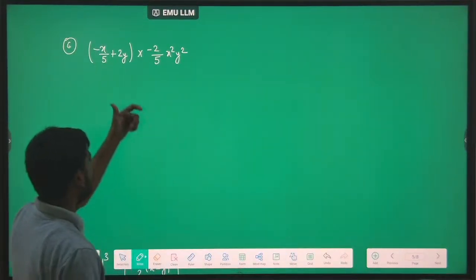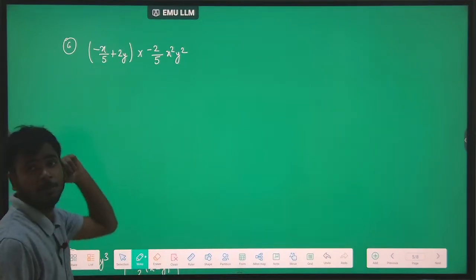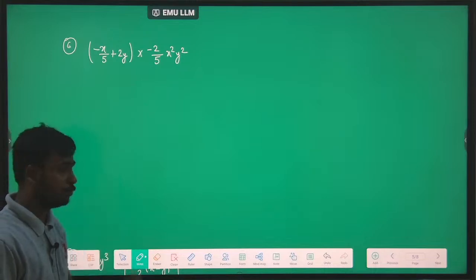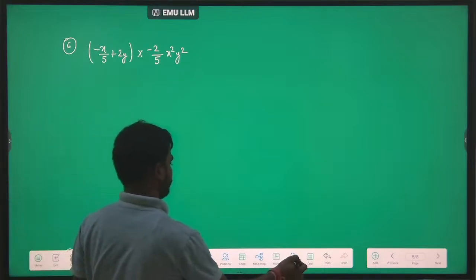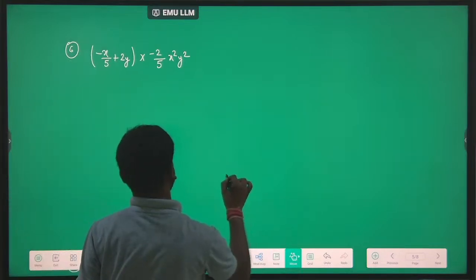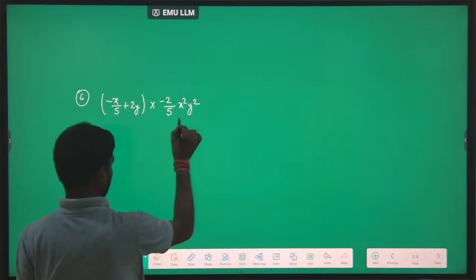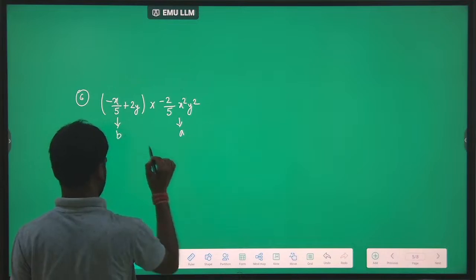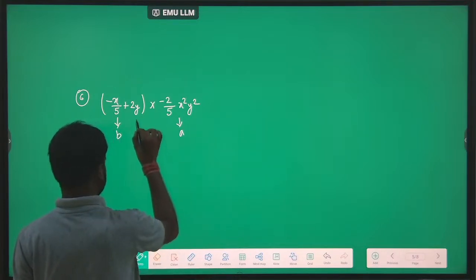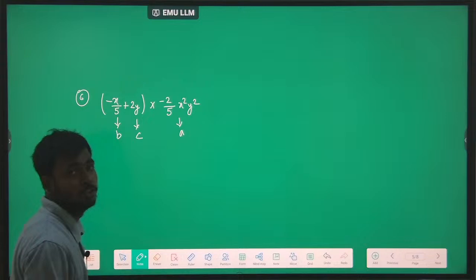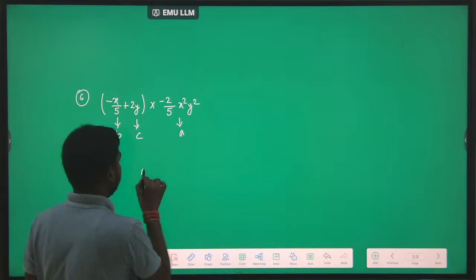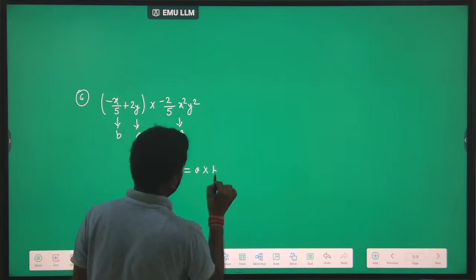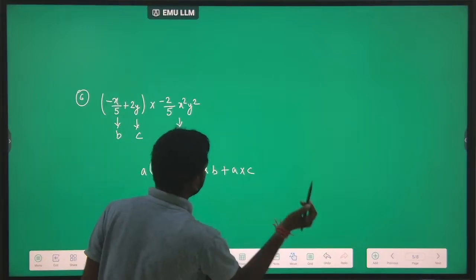Now we will try to multiply a monomial with a binomial. We know the process. We will use the distributive rule. So let us suppose this is our A, this is our B, and this is our C. So how do we do it? A into B plus C is actually A into B plus A into C.